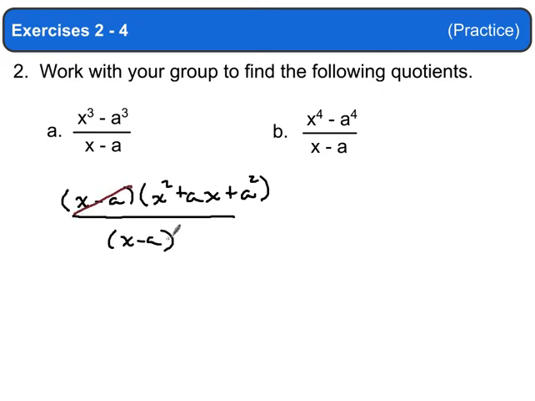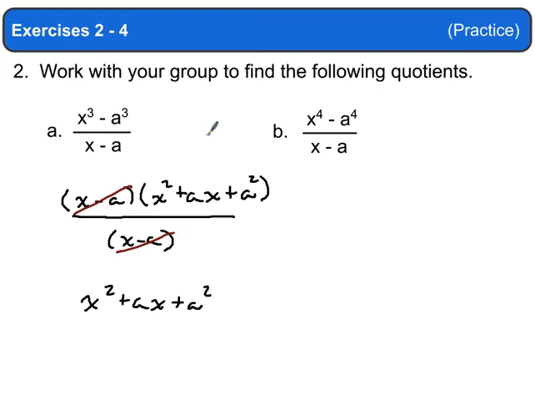So that means this one and this one are allowed to cancel out. And so the final answer is x squared plus ax plus a squared. So b is different. You might look at it and say, well, wait a minute, you didn't give us a difference of fourth roots.